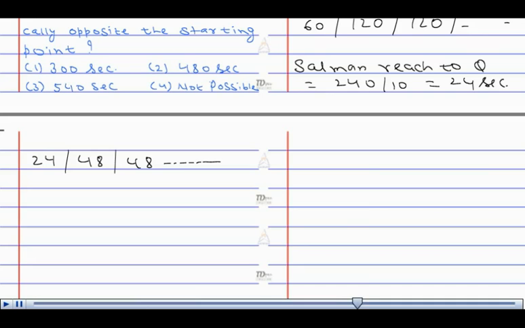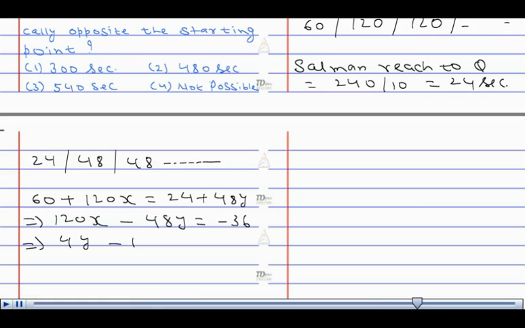So let us assume that when they meet, Amir has completed x rounds and Salman y rounds. Then the equation is 60 plus 120x is equal to 24 plus 48y. This implies 120x minus 48y equals minus 36. This implies 4y minus 10x is equal to 3.